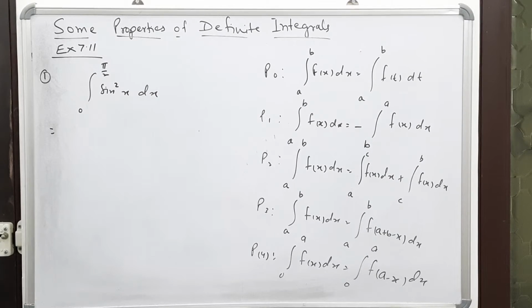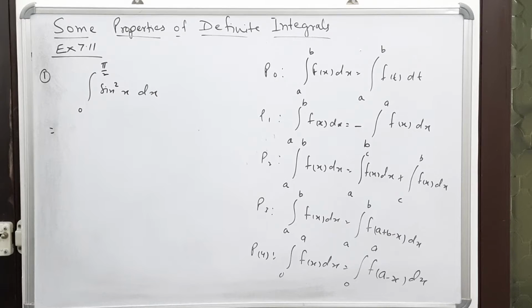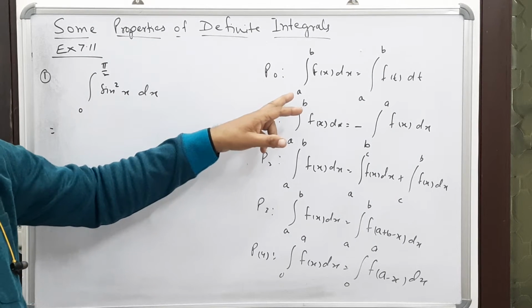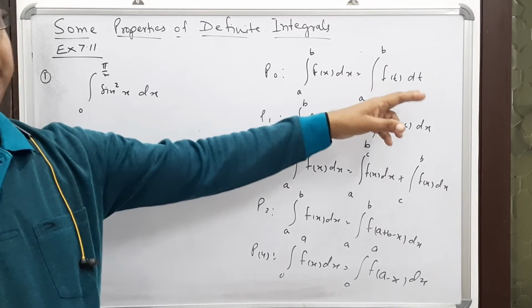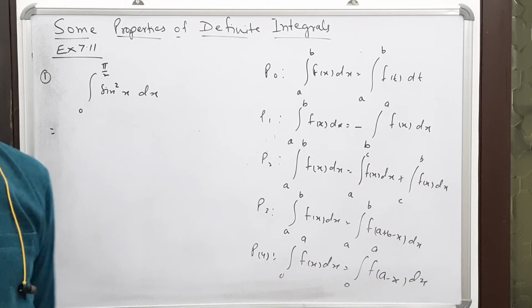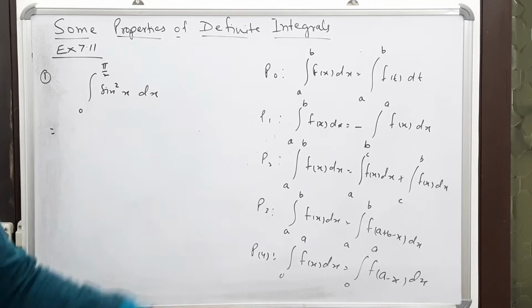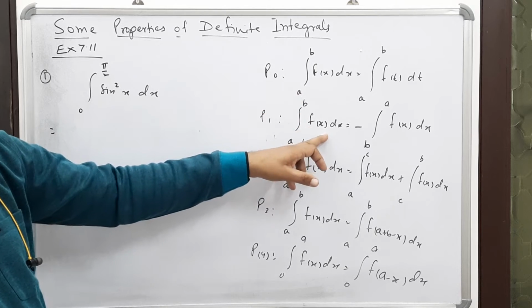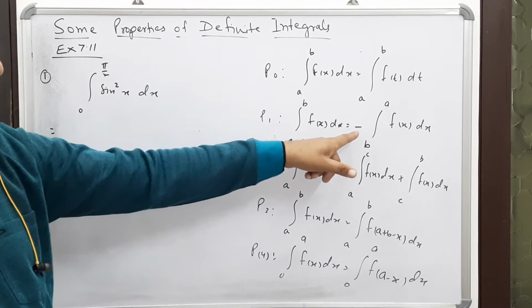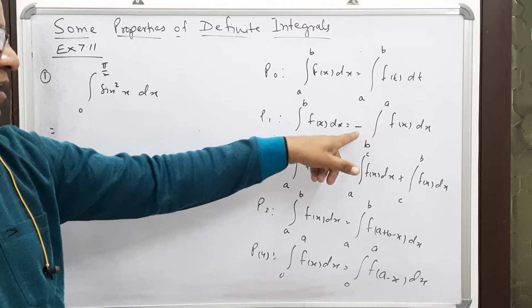Hello students, today I am taking the last part of the integral, and it is some properties of definite integrals. The first property is integral a to b f(x) dx equals integral a to b f(t) dt, which means if you change the variable then the limit will remain as it is. The second property is, if it is a to b f(x) dx and you change the limits, then it will be negative: b to a, then it will be a negative sign.